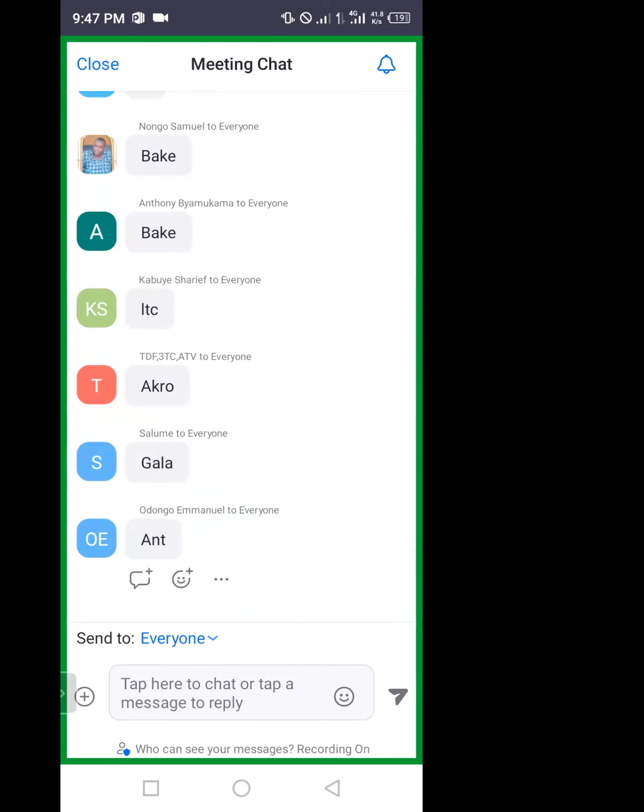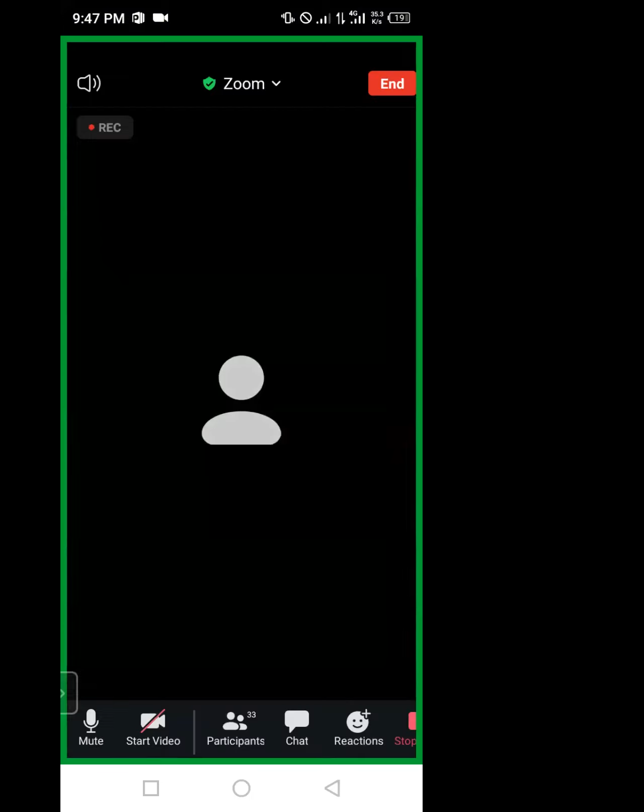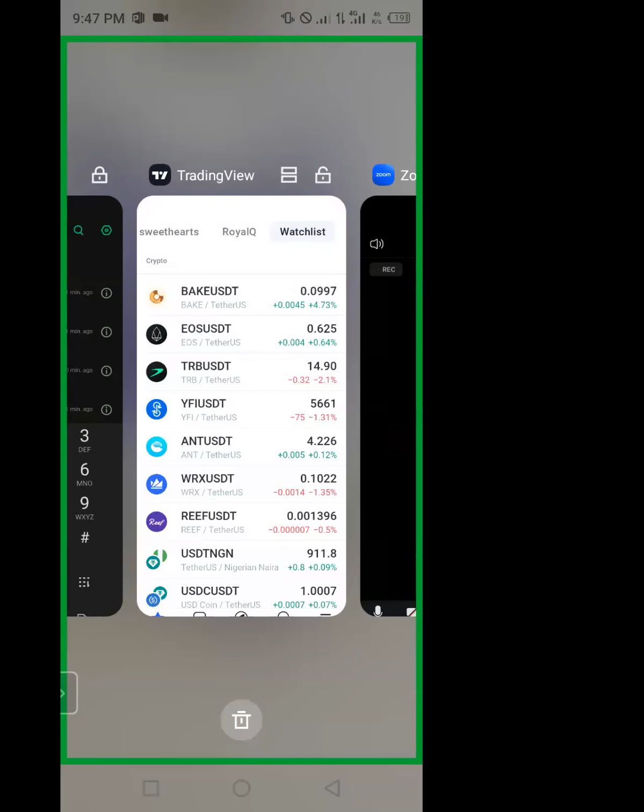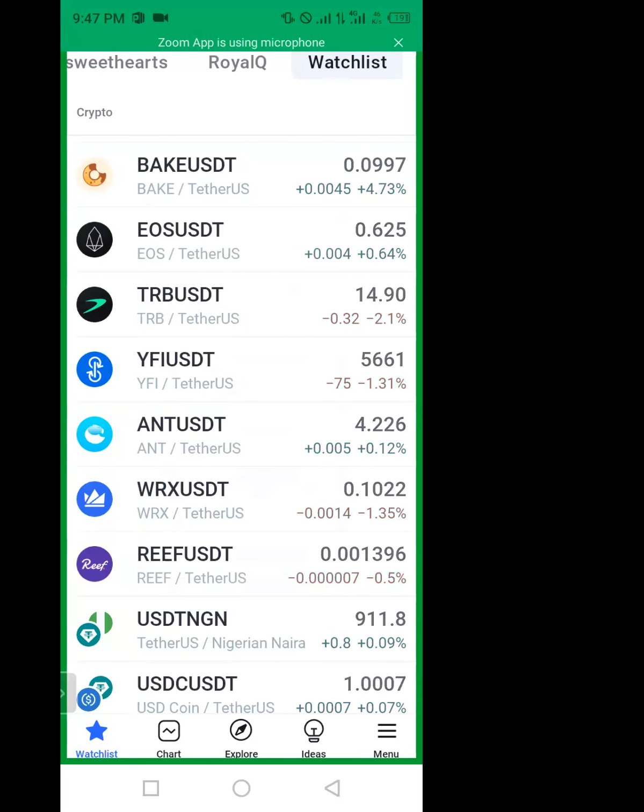So yesterday someone was asking what is Acro, and even today I saw in the WhatsApp group someone asking what is Acro. So all these ones are names of currencies. Okay, let's use Gala.